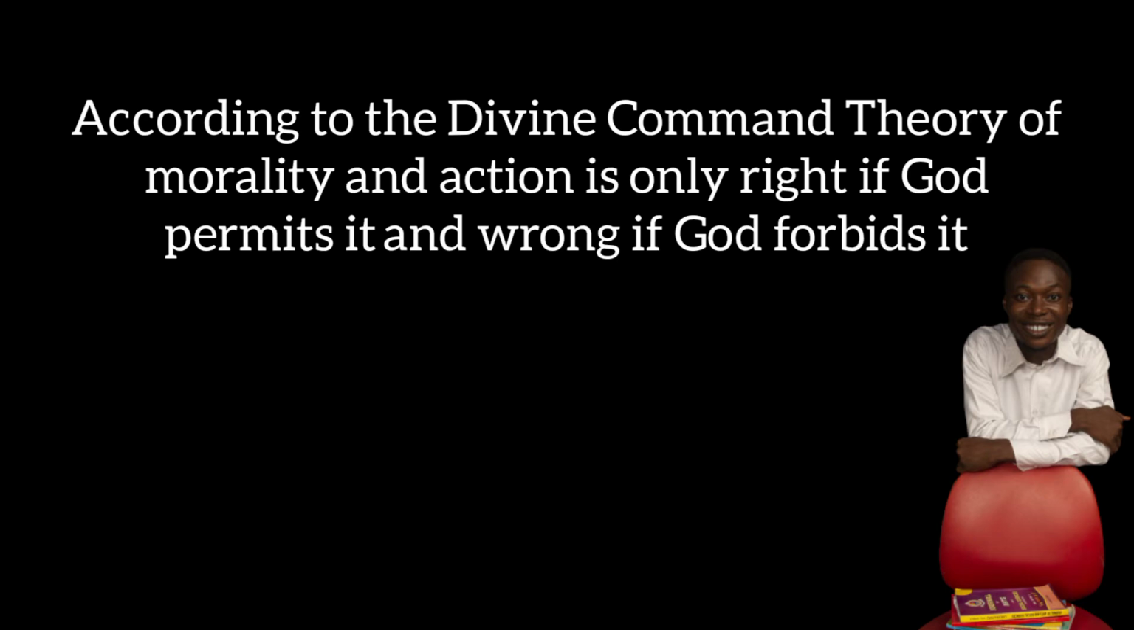Lastly, let's take a look at the divine command theory. The divine command theory posits that an action is right if God permits it, and wrong if God forbids it. This is where they base their judgment or evaluation of moral principles. For example, if Miriam believes that adultery is wrong because God forbids adultery, then she is subjecting her actions and her words to the divine command theory.